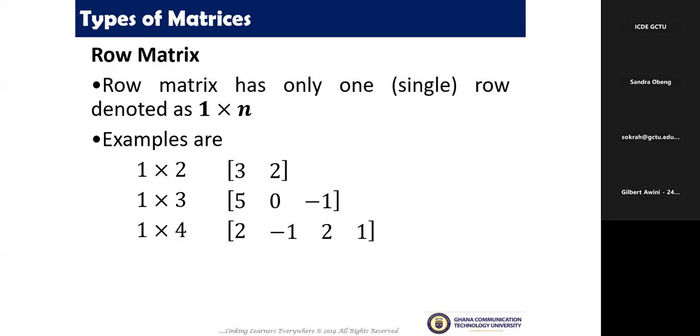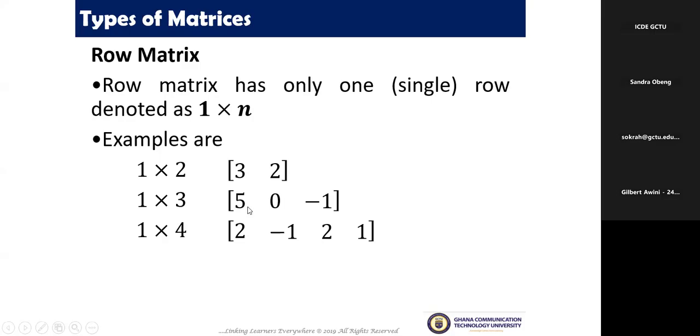Then we come to the types of matrices. We have various types of matrices. The first type of matrix is what we call the row matrix. What is a row matrix? It is a matrix which has only one row. If you see a matrix which has only one row, the number of columns can be uncountable. We don't care about that. All we care about is that there is only one row, and that makes it a row matrix.